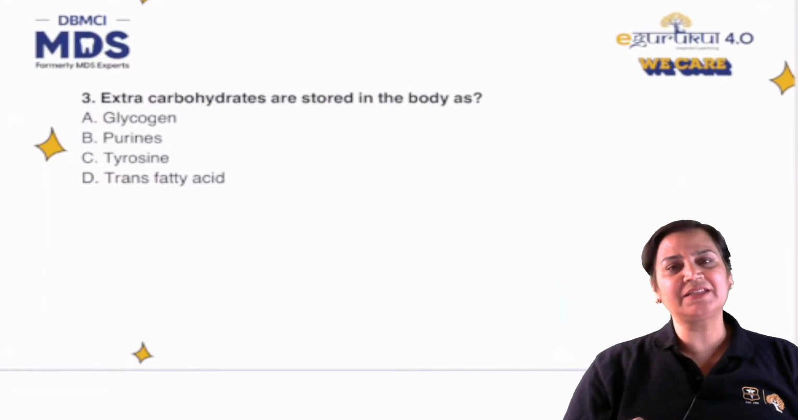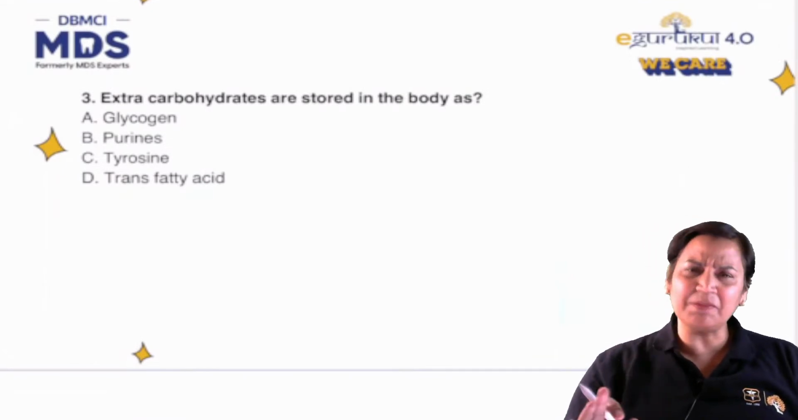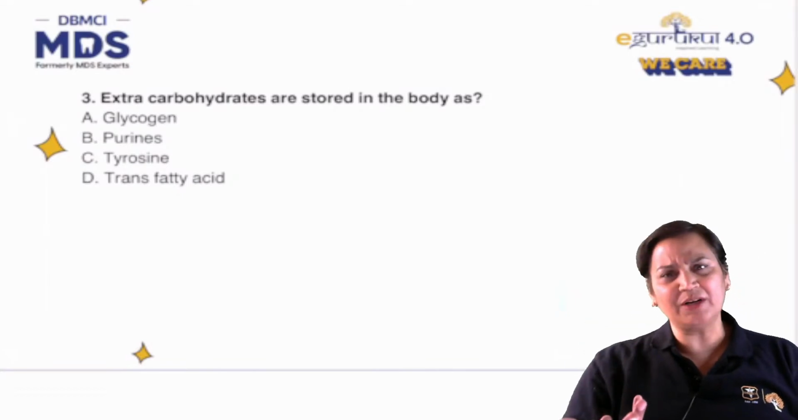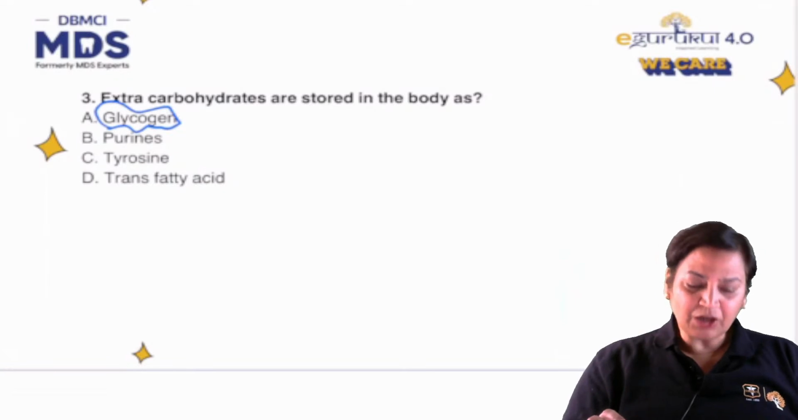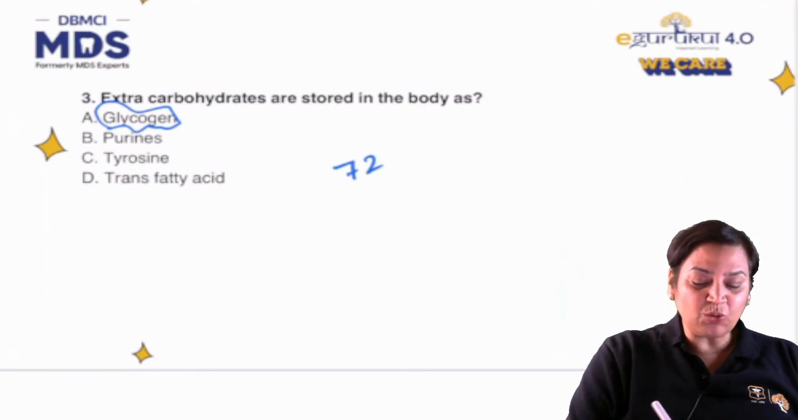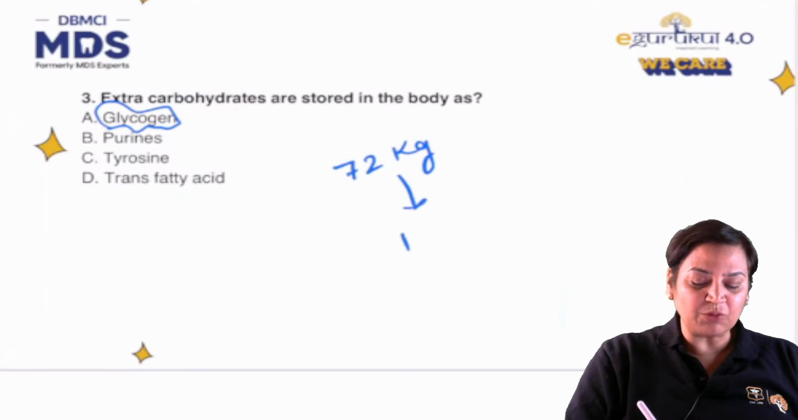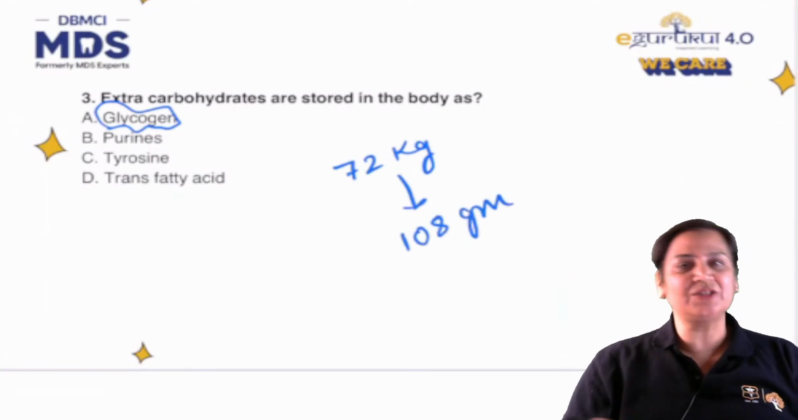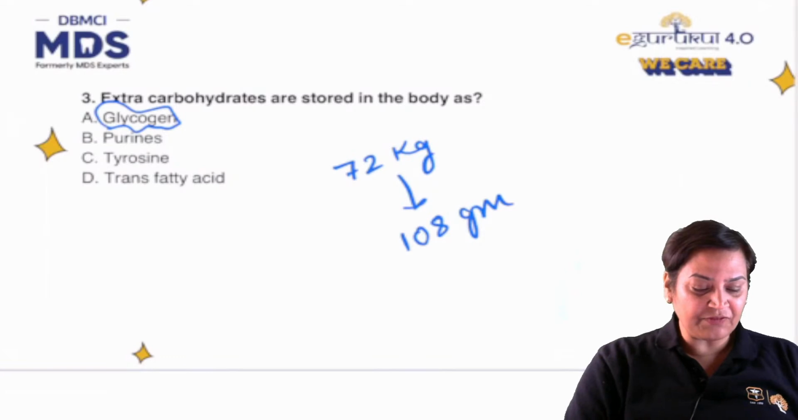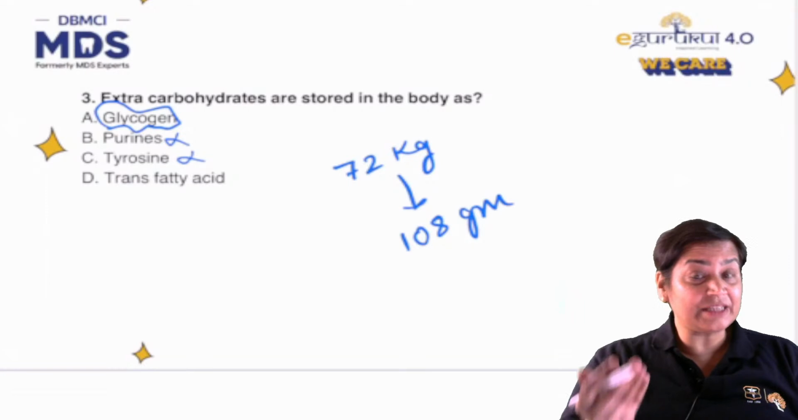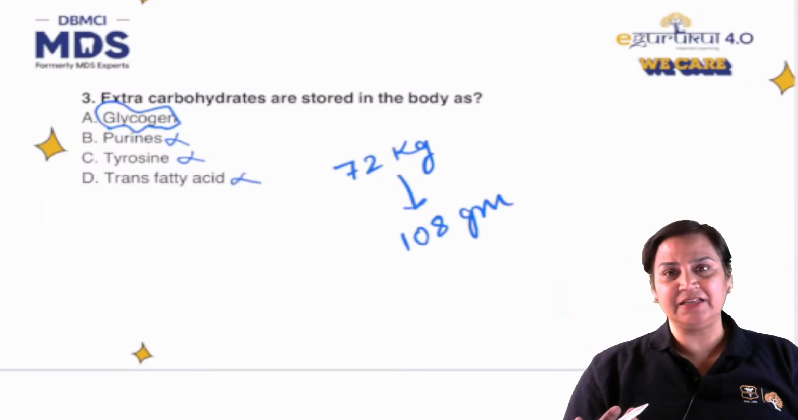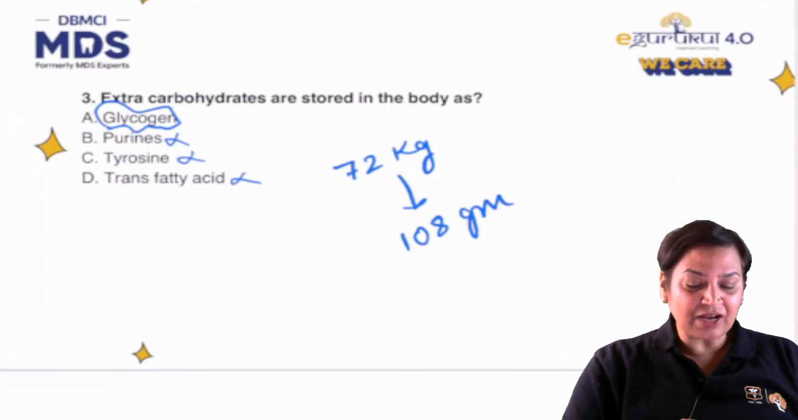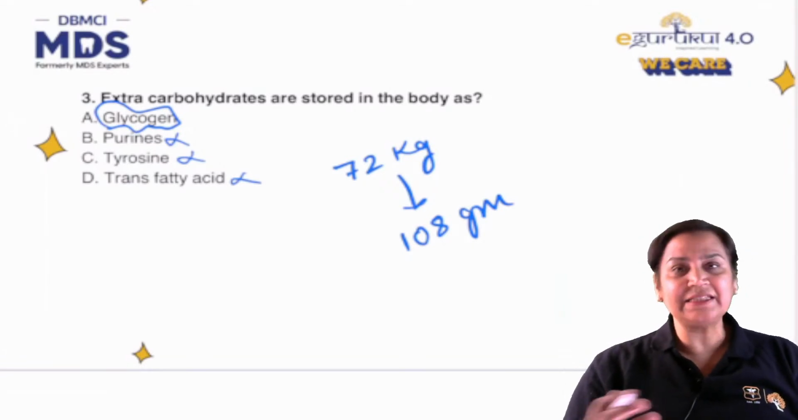Extra carbohydrates are stored in the body as, a very simple question. All of you must have got it right. It is glycogen. We all know that a 72 kg individual can store up to 108 gram of glycogen in the body. Rest options, if we see purines, no. Tyrosine itself is an essential amino acid which is produced from phenylalanine, and then comes TFAs, trans fatty acids. They are altogether different. So extra carbohydrates are stored in the body as glycogen.